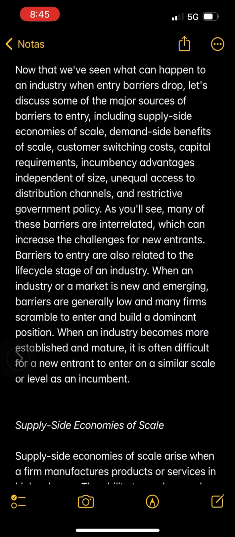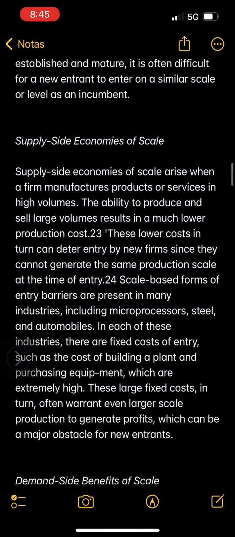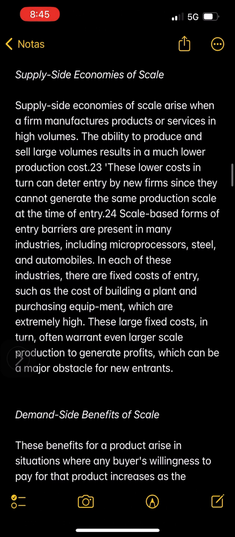Supply-side economies of scale. Supply-side economies of scale arise when a firm manufactures products or services in high volumes. The ability to produce and sell large volumes results in a much lower production cost. These lower costs in turn can deter entry by new firms since they cannot generate the same production scale at the time of entry.